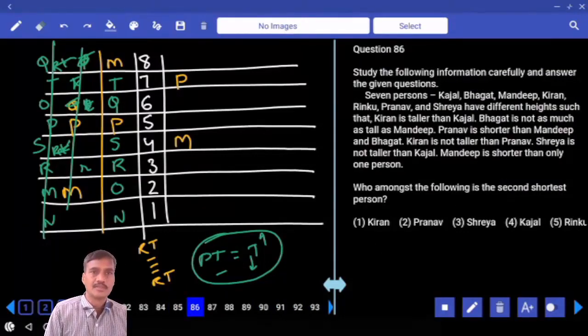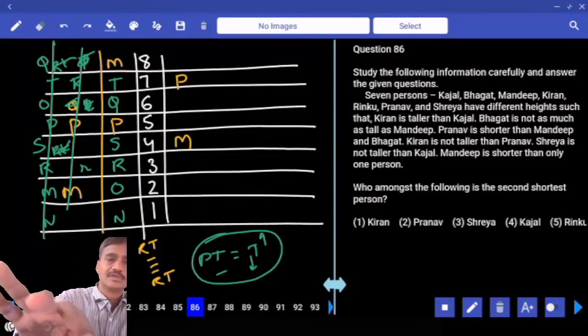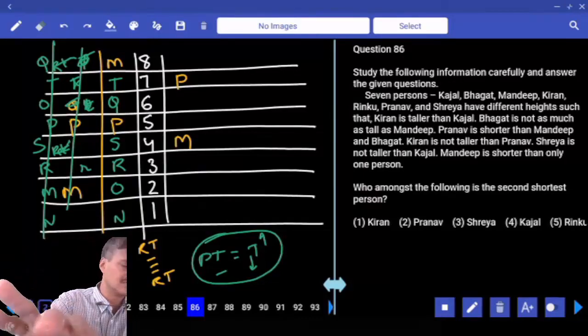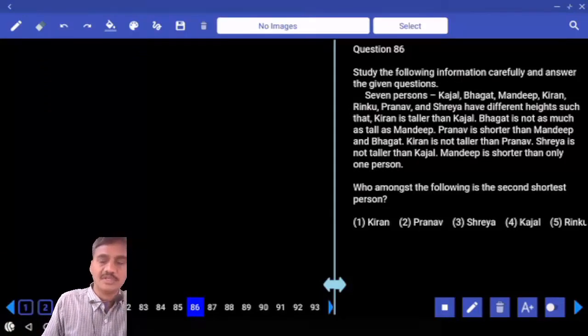Next one, 86 to 90. Now in these questions, numbers 86 to 90, it is based on comparisons. Only 3 questions were given under this one, 86 to 88. Now there are 7 friends, 7 persons.